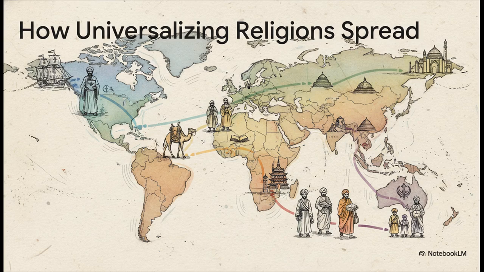Well, Christianity spread through missionaries and it followed the paths of trade and colonization. Islam expanded through a combination of conquest, trade, and its own missionary work. Buddhism piggybacked on trade routes with merchants, and Sikhism spread as its followers migrated to new parts of the world. Each one had a strategy to move way beyond its original home base.